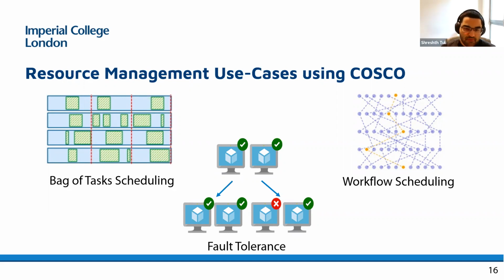Okay, so let me now discuss some case studies that aim to solve these research problems of resource management in fog environments utilizing the COSCO framework. We build on the primitives of co-simulation and surrogate optimization that we described previously to solve several resource management related challenges such as bag of task scheduling, workflow scheduling, and even fault tolerance.